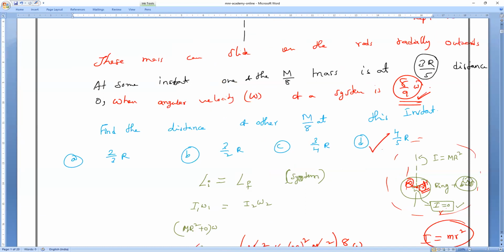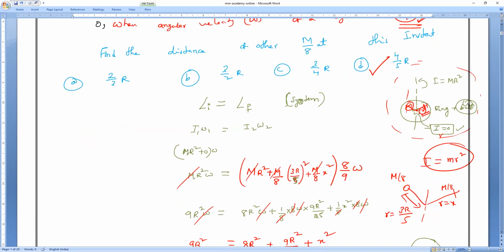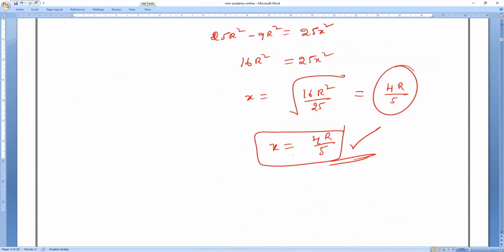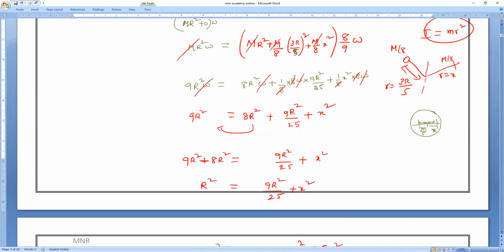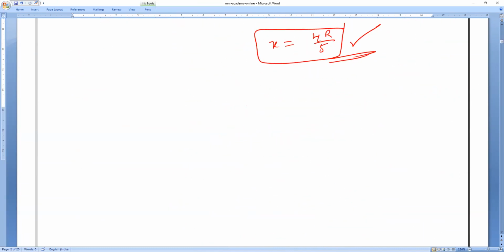Everyone, option D. Clear? This is the JEE Advanced sum, JEE Advanced question 2015. If you have the basic concept, nothing more is required, just conservation of angular momentum. If you know the concept, initial angular momentum equals final angular momentum, you can solve this question very simply. So once again, be very careful. Writing the equation is very important, so those who understand can also observe.